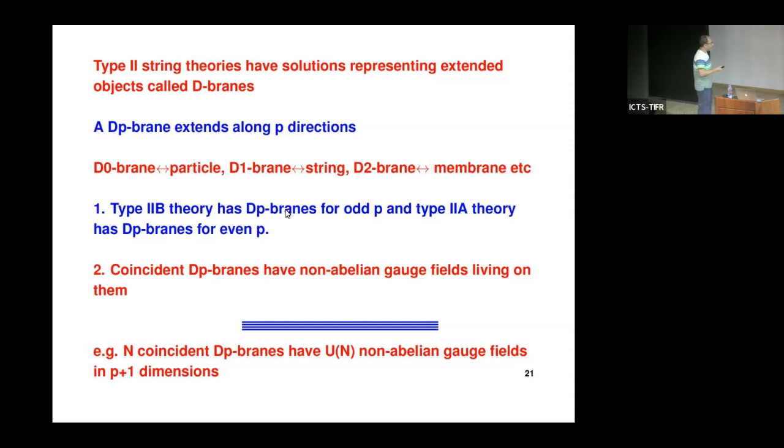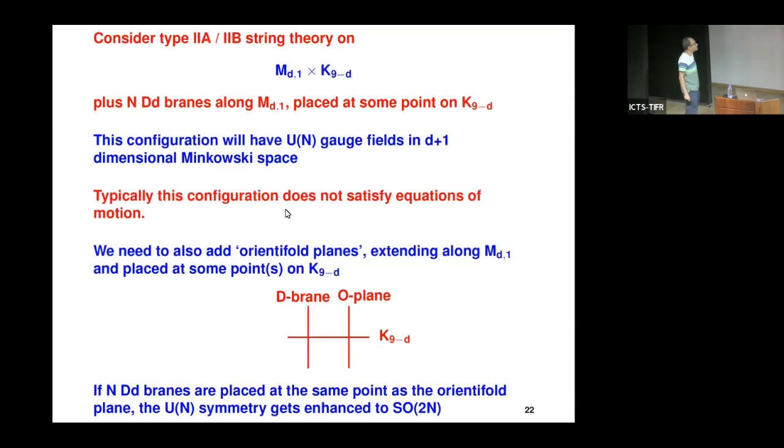The second observation that one makes, and this you can show, is that if you have coincident Dp branes, then they have non-abelian gauge fields living on them. In particular, if you have N coincident Dp branes, then we can get a U(N) non-abelian gauge field in p plus 1 dimensions. Because if here is a stack of N coincident Dp branes, what one can show is that on this stack there is a U(N) gauge field that lives. But it's only a p plus 1 dimensional U(N) gauge field because those gauge fields live on the brane.